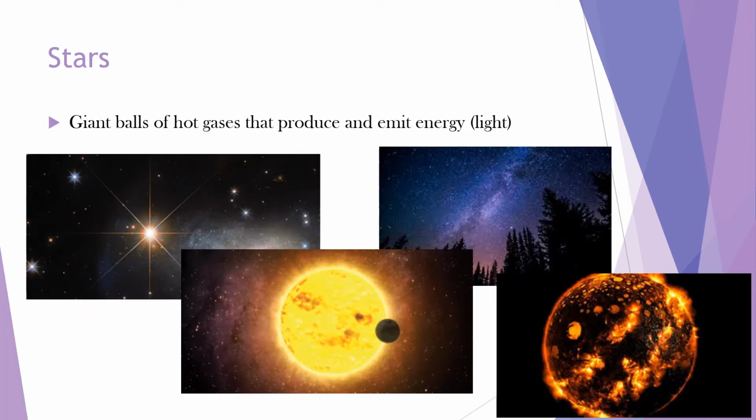Hey guys, so now we are moving into our fourth lesson of space, which is a lesson on stars. Okay, so what are stars? They are giant balls of hot gases that produce and emit energy as light energy. So we've talked a little bit about stars already. We know the sun of our solar system is a star. So this is a giant ball of hot gas that produces energy.